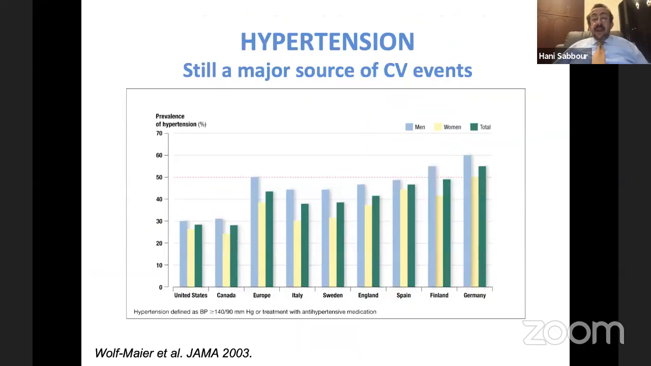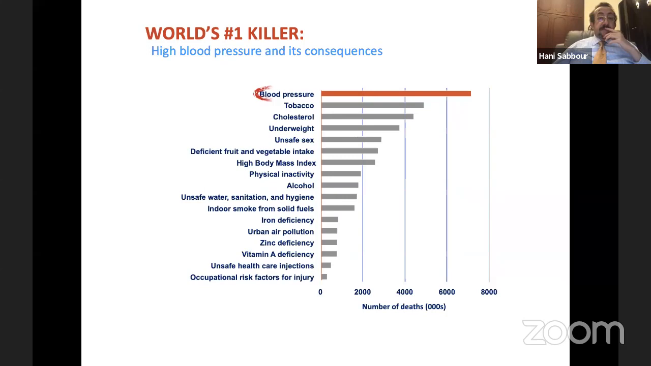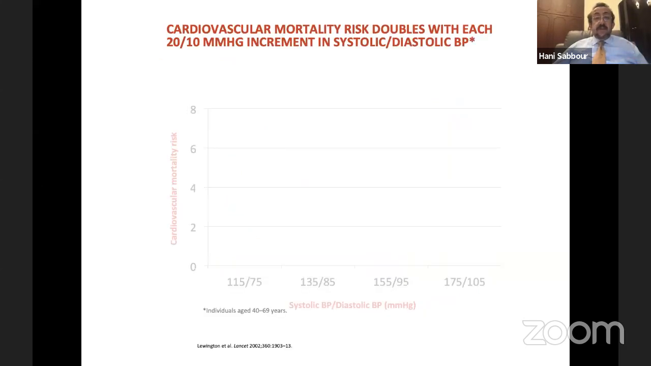So hypertension drives a lot of the cardiovascular events, and in well-developed countries, as well as developing and mid-range countries, it is a very large burden of hypertension. Up to 50% of patients are hypertensive. And blood pressure accounts for the majority of cardiovascular deaths. In fact, more than tobacco and cholesterol, if you take that in aggregate.